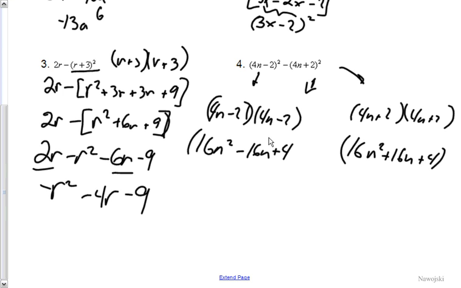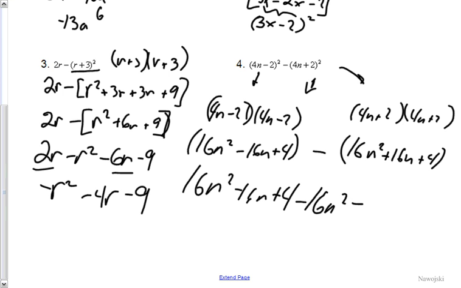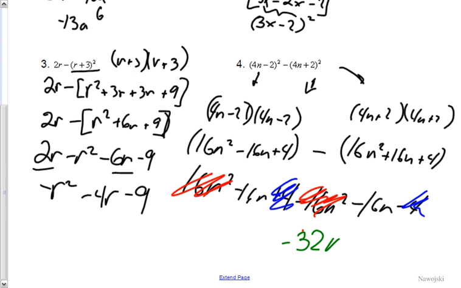We have a minus sign in between there. It means it's going to change all the signs of the second one. 16n squared minus 16n plus 4 minus 16n squared minus 16n minus 4. Cancellation wars. See ya. And that one wipes out that one. Left with the battle. Left is negative 32n.